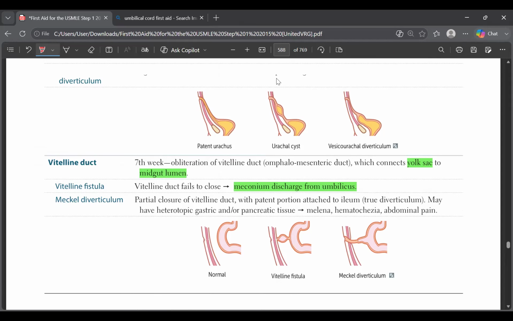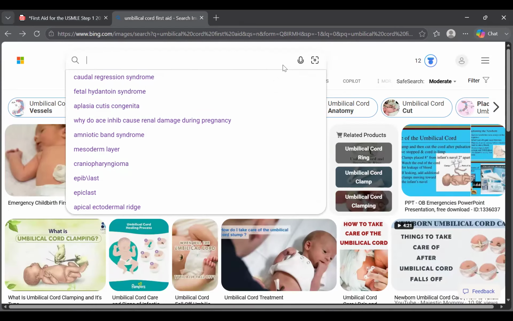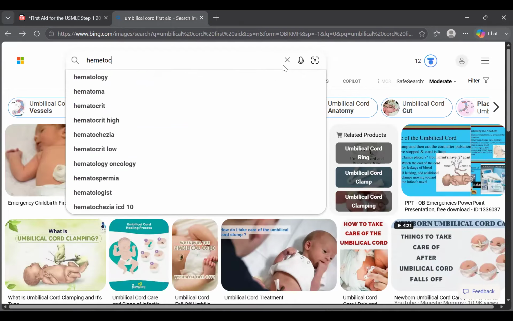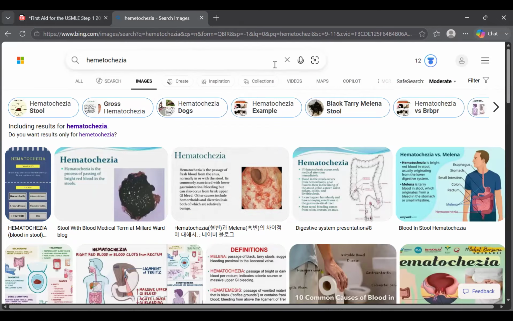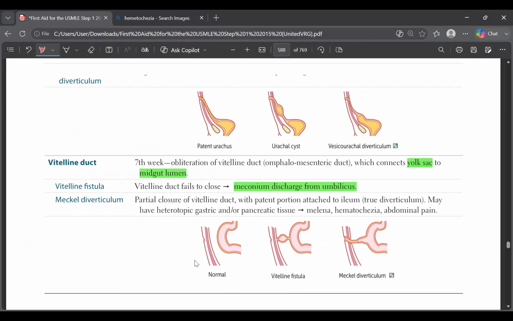And I have to see what hematochezia is. I haven't heard that word before. Hematochezia is the passing of bright red blood in the stools. All right. So melena is black stools, and that is red stools, and abdominal pain.